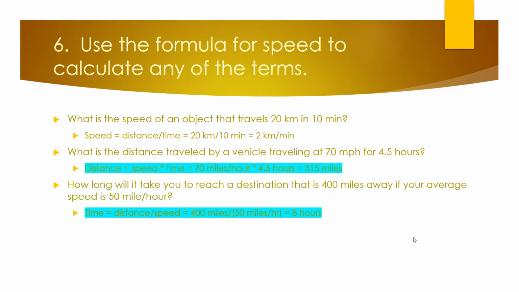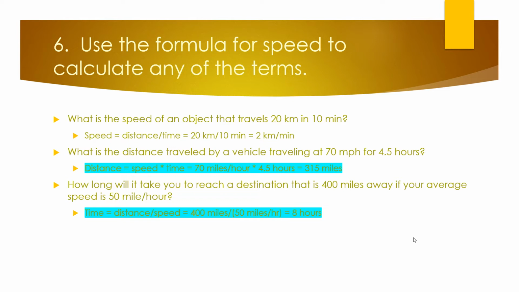Number 6, using the formula for speed to calculate any of the terms. So what is the speed of an object that travels 20 kilometers in 10 minutes? Speed equals distance divided by time. 20 kilometers divided by 10 minutes is 2 kilometers per minute. Be sure you have the correct units.